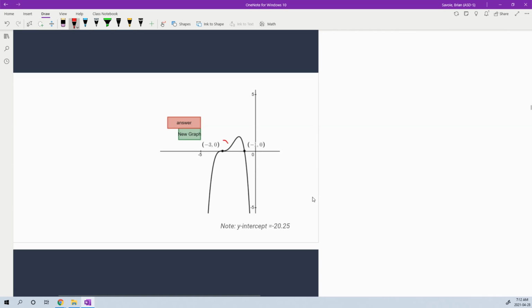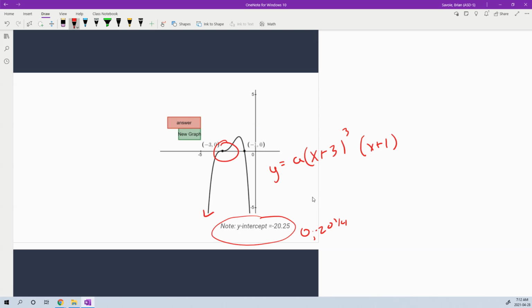Something like that would be a flattening. So for that one specifically, I'd want to see x plus 3 cubed, because you can clearly see right there you've got a flattening, whereas with the other one it's just x plus 1, and then you just have your a value. Again, I would use the fact that this point is (0, -20 1/4) to solve. But just in passing, I would be expecting a negative a value popping out, because I can see it's an even degree function opening down.